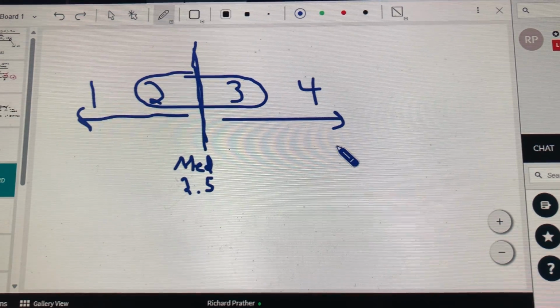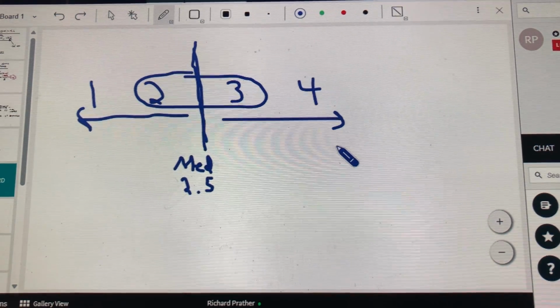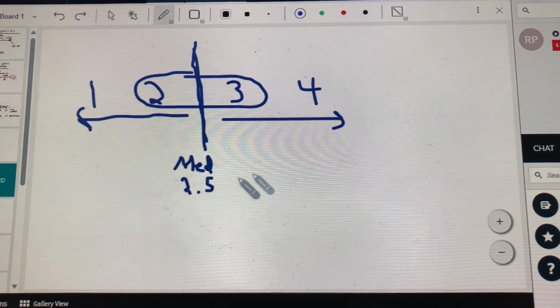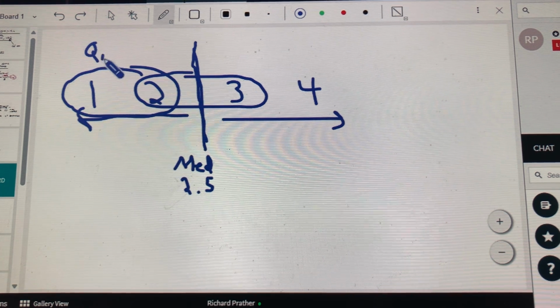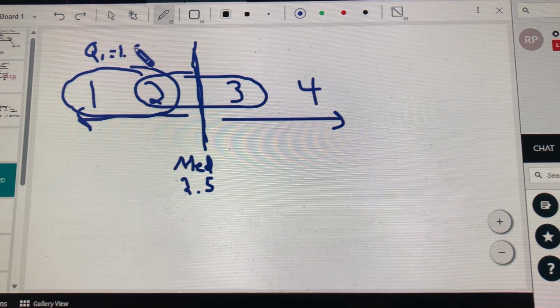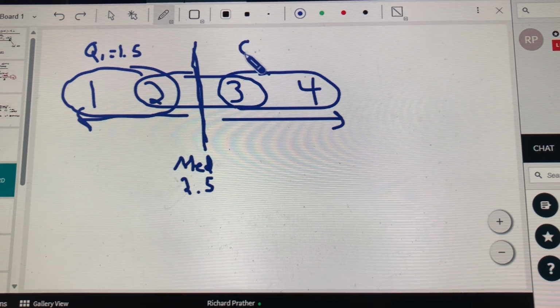And then when you get to each half, there may be exactly 1 in the middle, or there may be 2 in the middle. So here there's technically 2 in the middle, because that's the whole lower half. So the lower quartile would be 1.5. And then the middle of 3 and 4 is 3.5, so that would be the upper quartile.